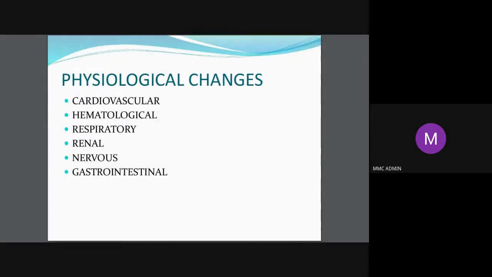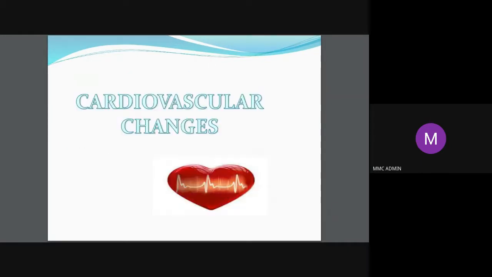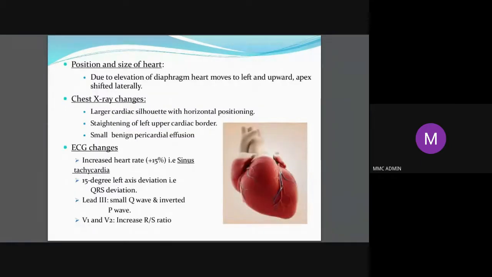Right. Now this is again very, very important. We are now coming to the physiological changes. Right. So the cardiovascular changes. So everything is based on the fact that the uterus is growing, pushing the diaphragm up. So automatically the heart tends to move to the left. So the apex will shift more laterally. Okay. Then what is the ECG change? Automatically there will be left axis deviation.